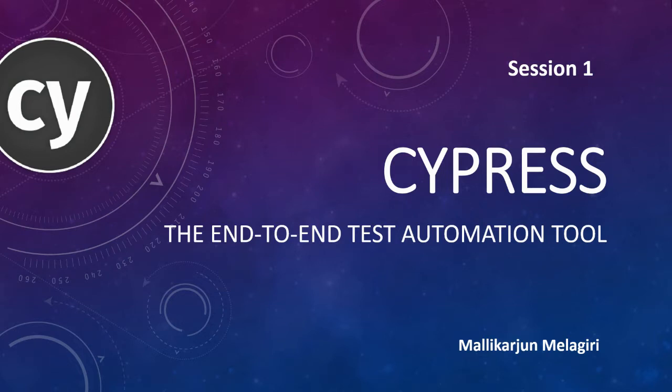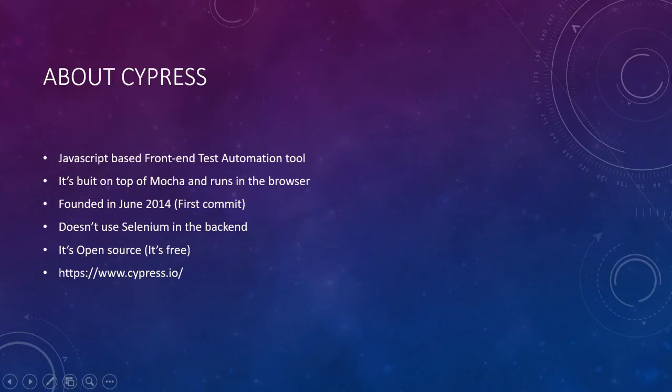So today we are going to start learning Cypress, the end-to-end test automation tool. So without further ado, let's get started. So first, let's understand what is Cypress. Cypress is a JavaScript-based front-end test automation tool. It's built on top of Mocha and runs in the browser.